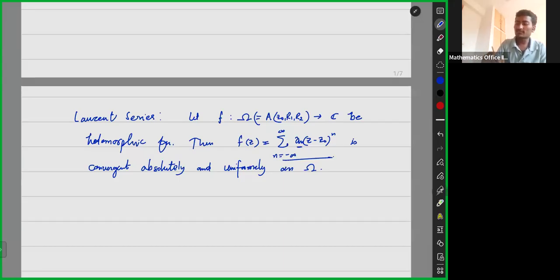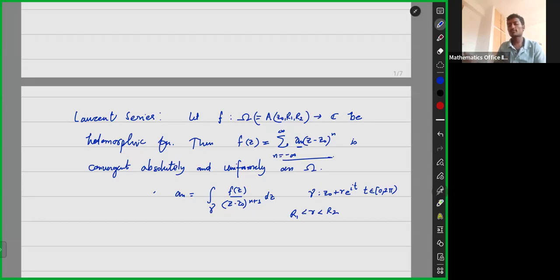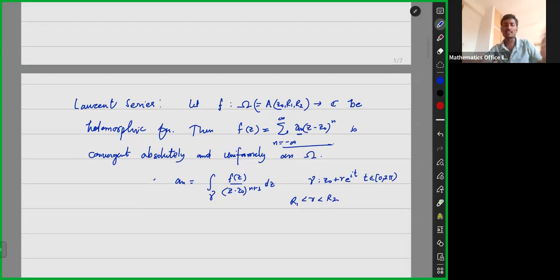Moreover, these coefficients a_n are some complex numbers, where a_n is the integral over gamma of f(z) divided by (z minus z naught) to the power n plus 1, dz. Gamma is some curve, let's say z naught plus r e to the power i t, with t from 0 to 2 pi, and r is between r1 and r2. So we are able to calculate the coefficients too. This is the Laurent series expansion.